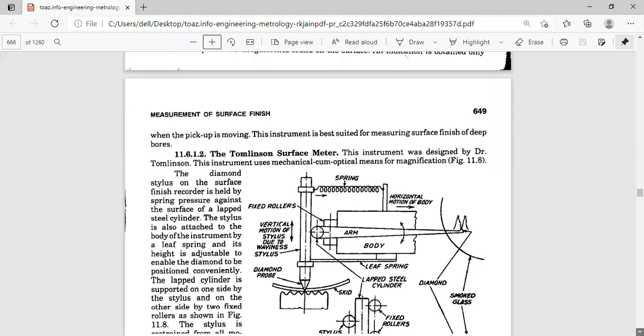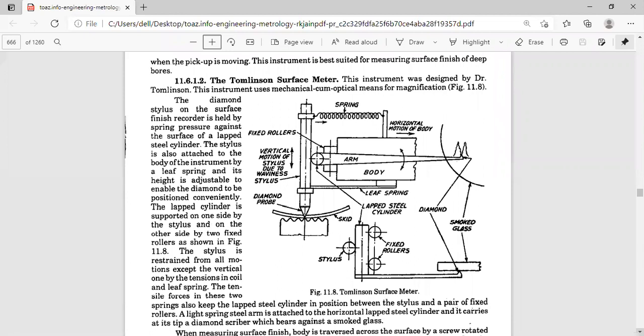Just try to see the construction and working principle of the Tomlinson surface meter. It was named after the person who designed this instrument, Dr. Tomlinson. This is like a mechanical and optical comparator. The instrument uses both types of magnification, mechanical and optical, so we'll be discussing that also here.